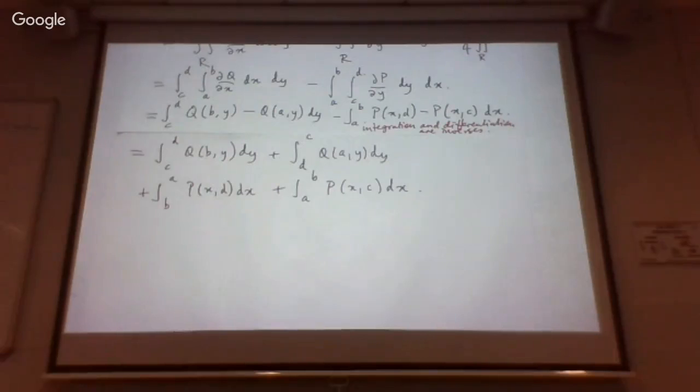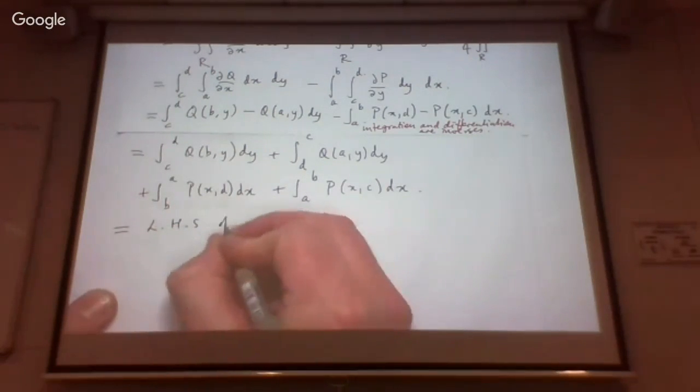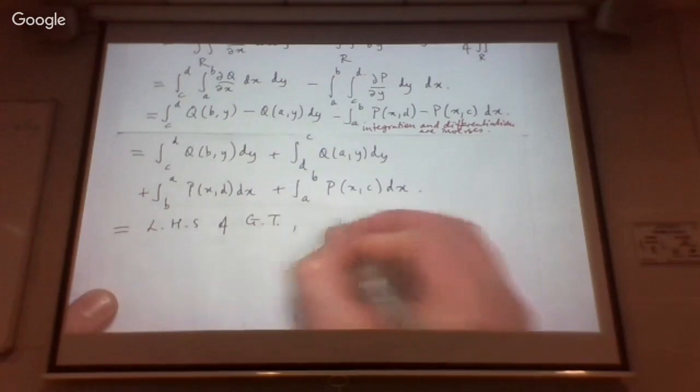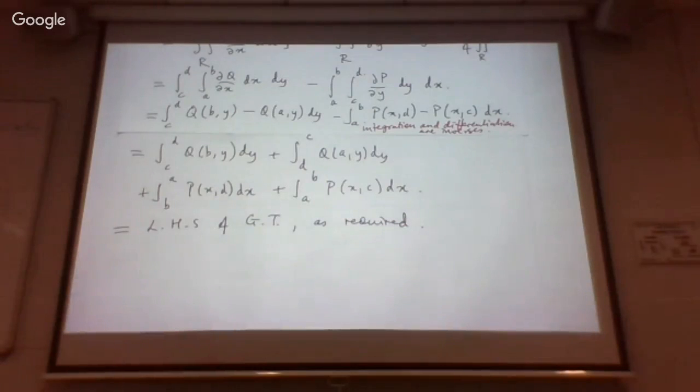Yeah, it's exactly the same. So this equals the left-hand side of Green's theorem, as required. So we proved the left-hand side is equal to the right-hand side. So we proved Green's theorem for this simple case of a rectangle aligned with the coordinate axes.